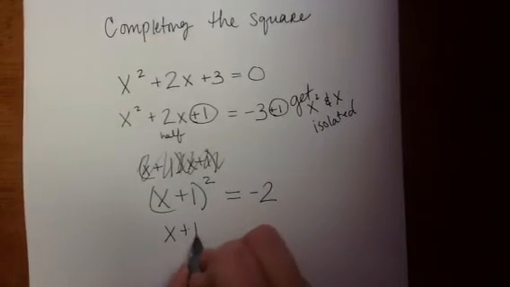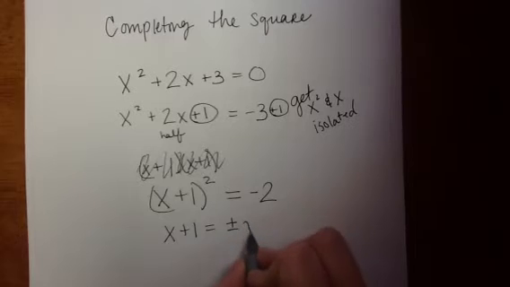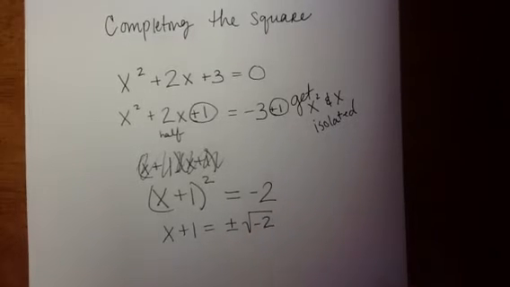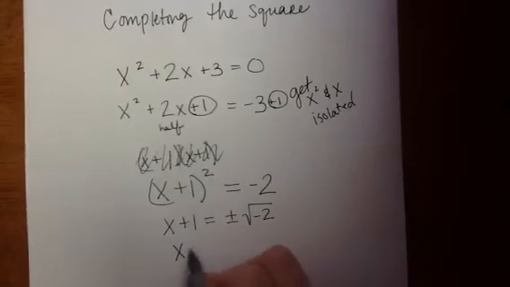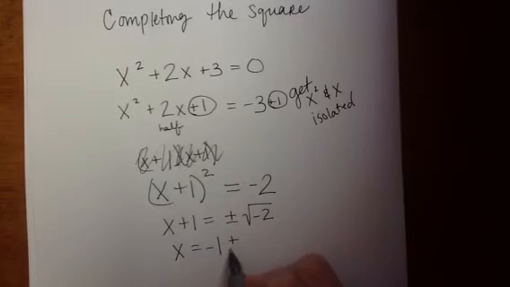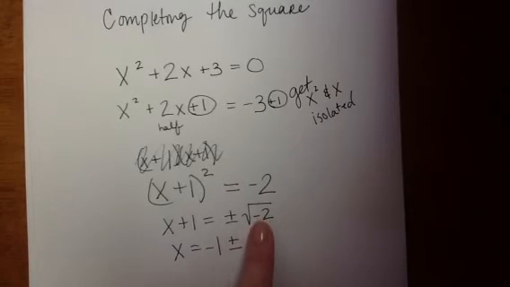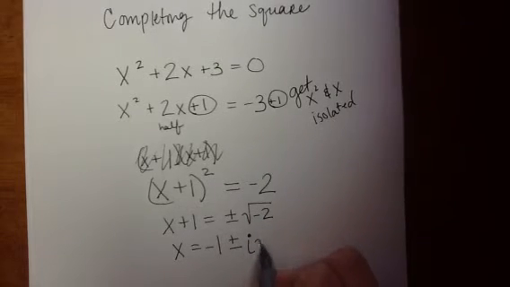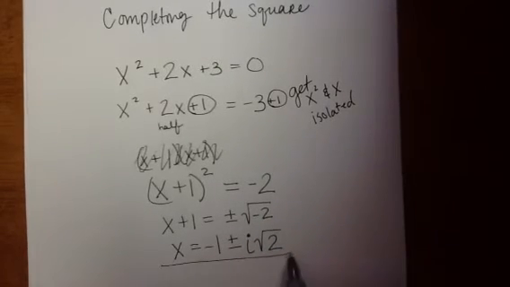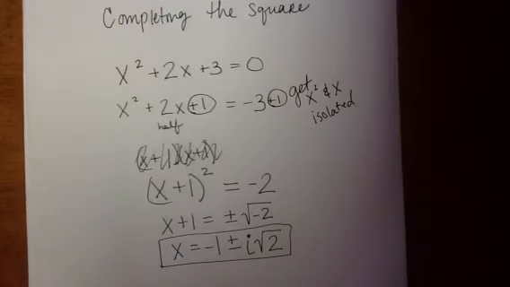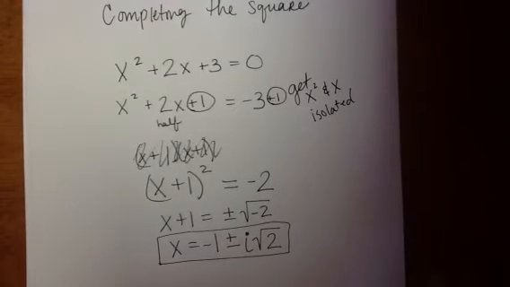We're going to square root both sides, so we have plus or minus the square root of negative 2. We're going to subtract this 1, and then we look at negative 2 is under a radical. You need to take the i out, leave the 2 underneath. And that's how you complete a square. So I'm going to give another problem.